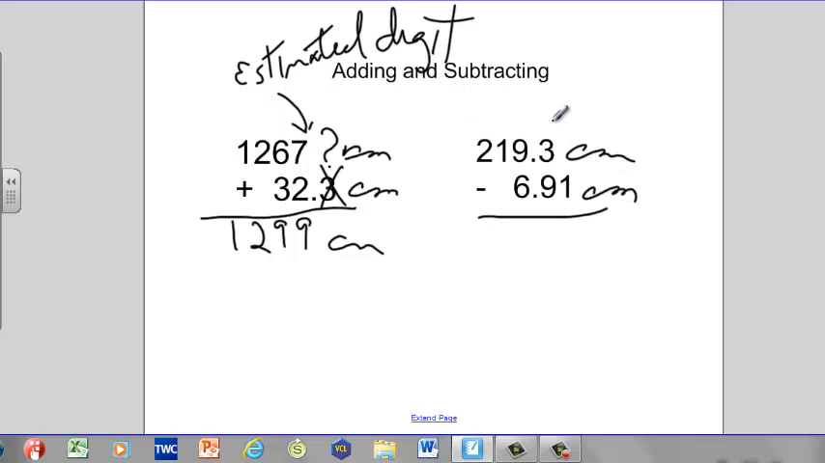Same goes here for subtracting. Once again, I don't know what this digit is. The 3 is my estimated digit. So I don't know what this digit is. I can't subtract 1 from a question mark. So I can get rid of that 1 altogether and subtract from there.